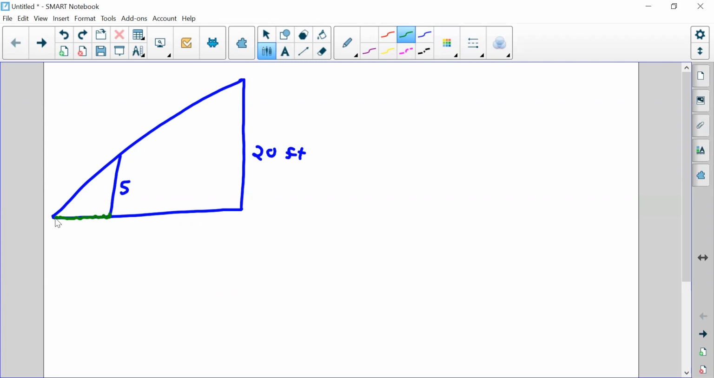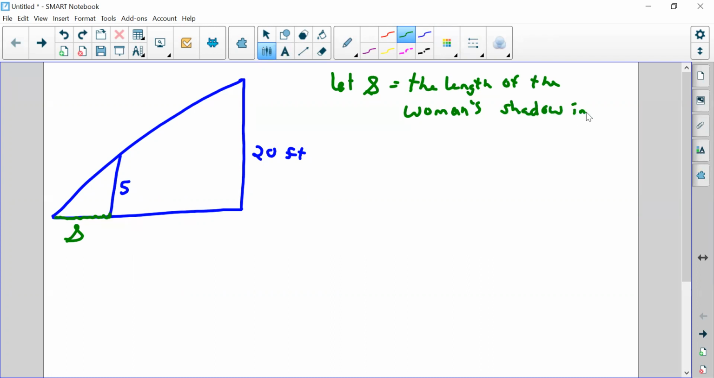So we need to identify some variables here. I'll let S equal the length of the woman's shadow in feet. I'm writing it cursive S so I don't mess it up with the 5.